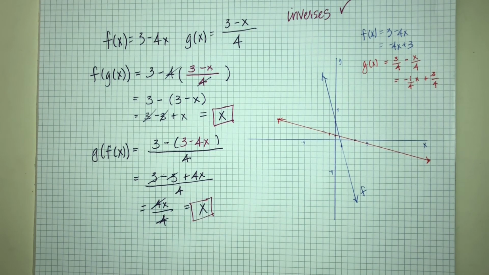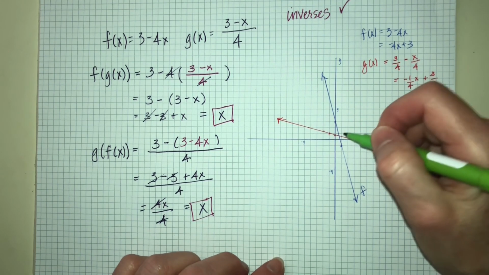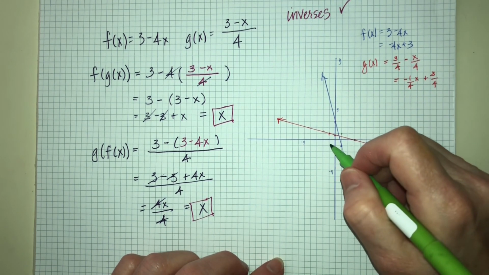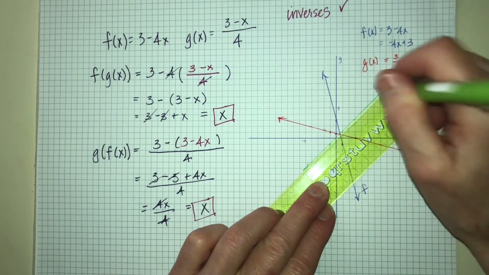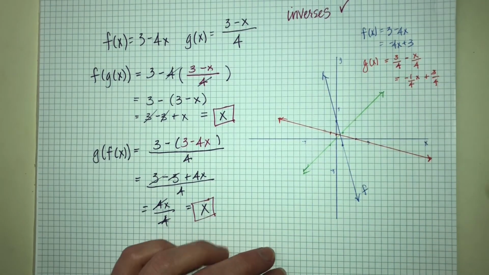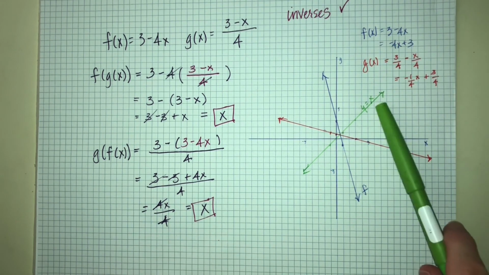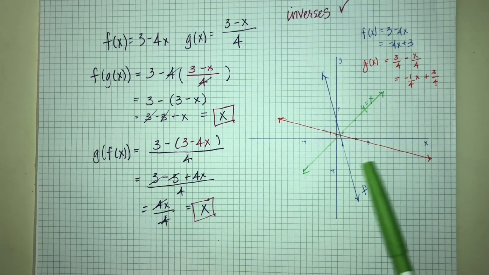So these functions are inverses, and the special characteristic that graphs of inverses have is they will be symmetrical across the line y equals x. So we'll graph that and take a look at that. So they've got symmetry across the line y equals x. And that will be true for any functions that are inverses of each other.